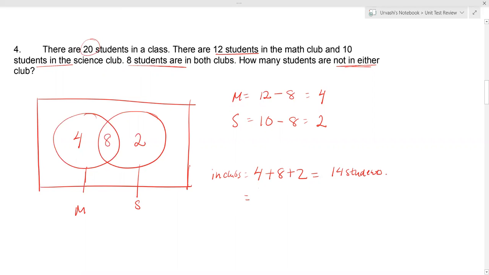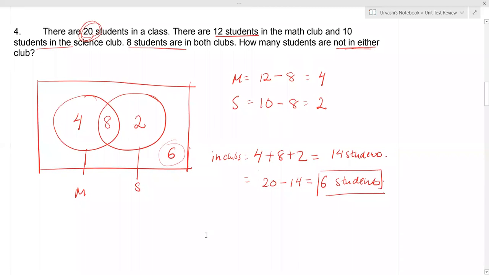So we have 20 students in the class. So who are not in the clubs? 20 minus 14, right? What does that give me? 6. Yeah, good job, guys. So my answer is 6 students are not in either club. So let's put a 6 outside in the space here. You guys can also put a circle if you want. All right, any questions?